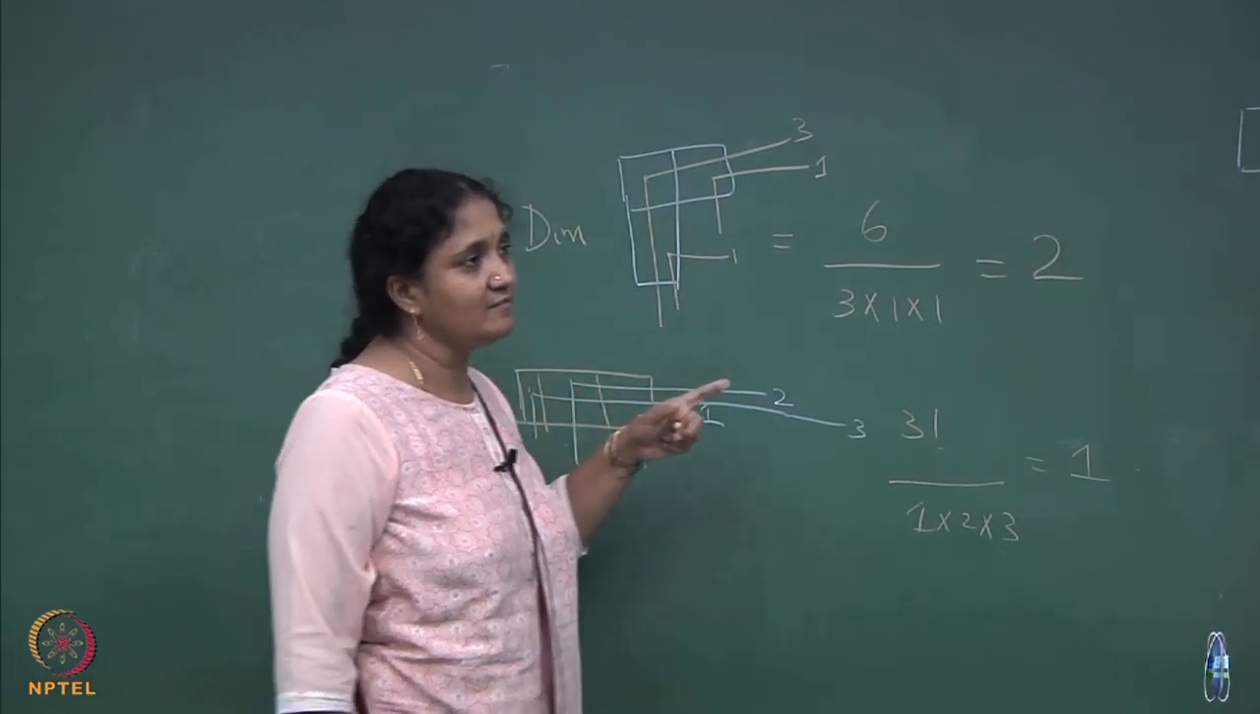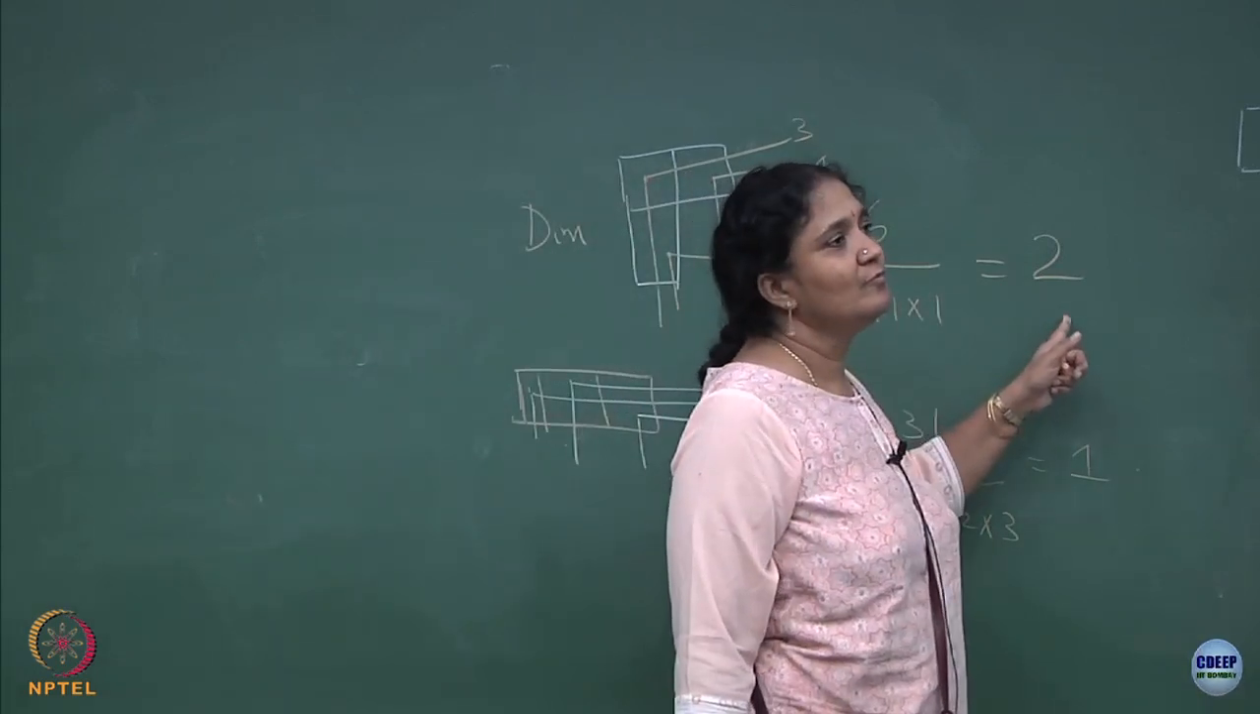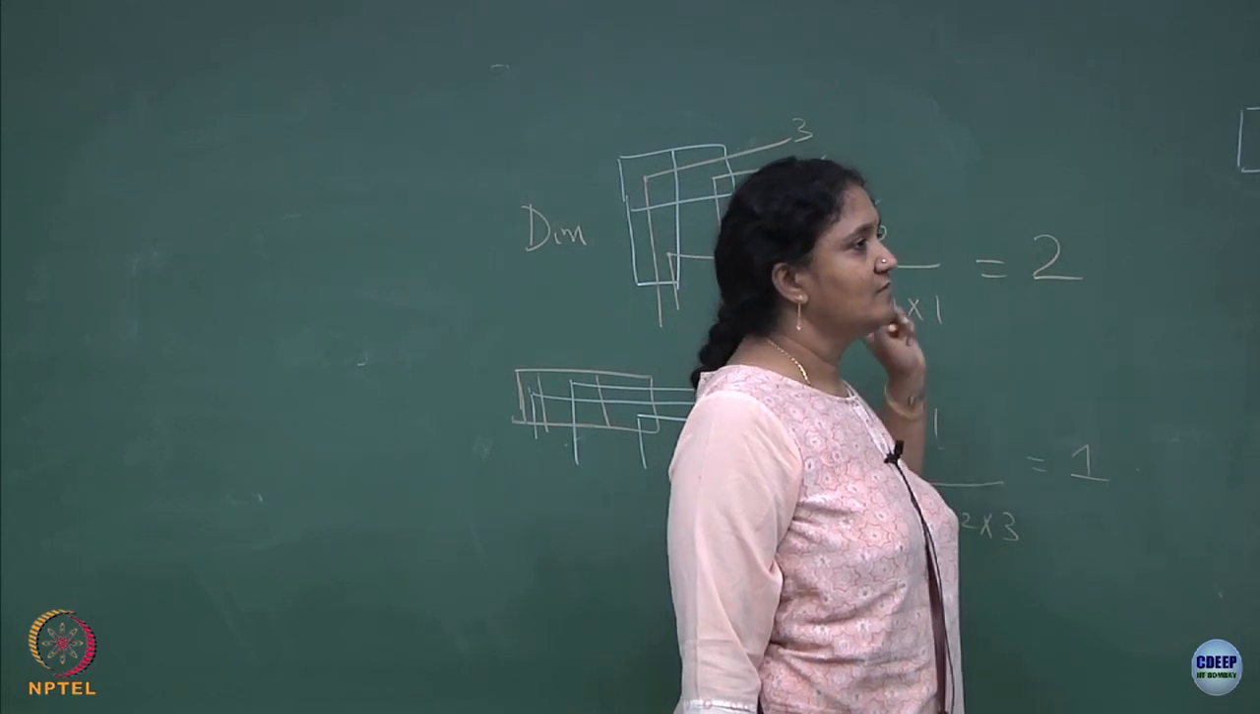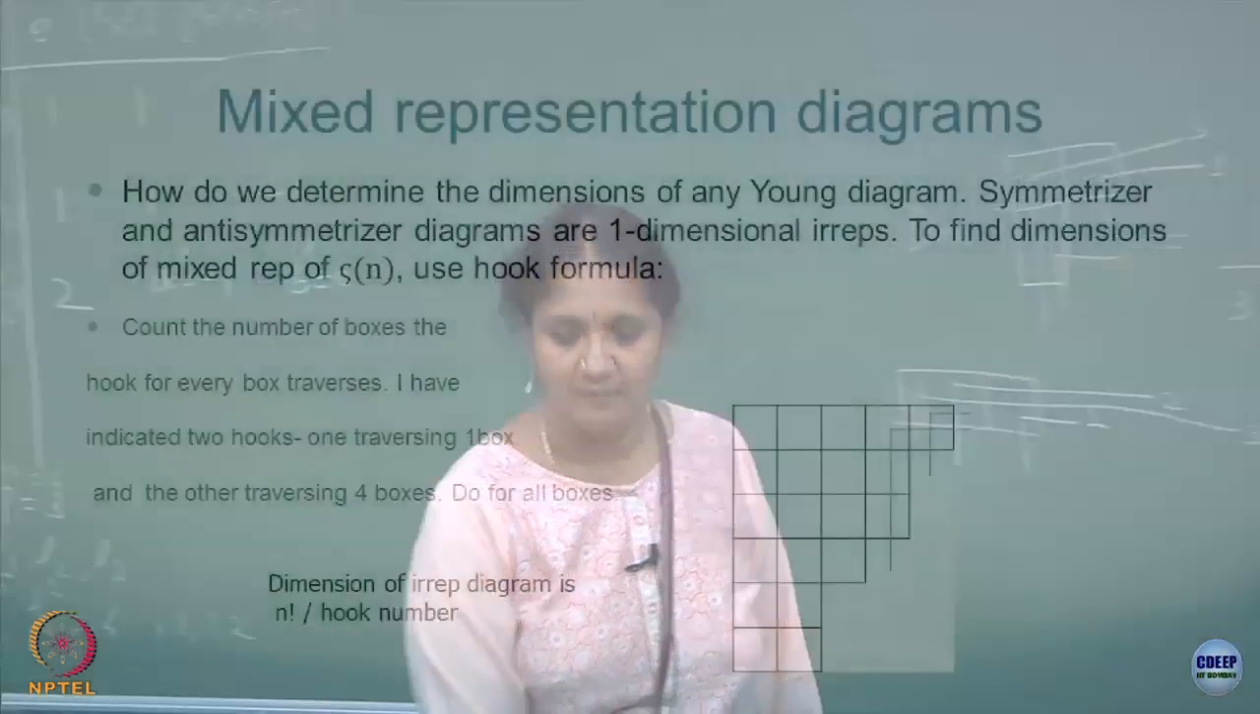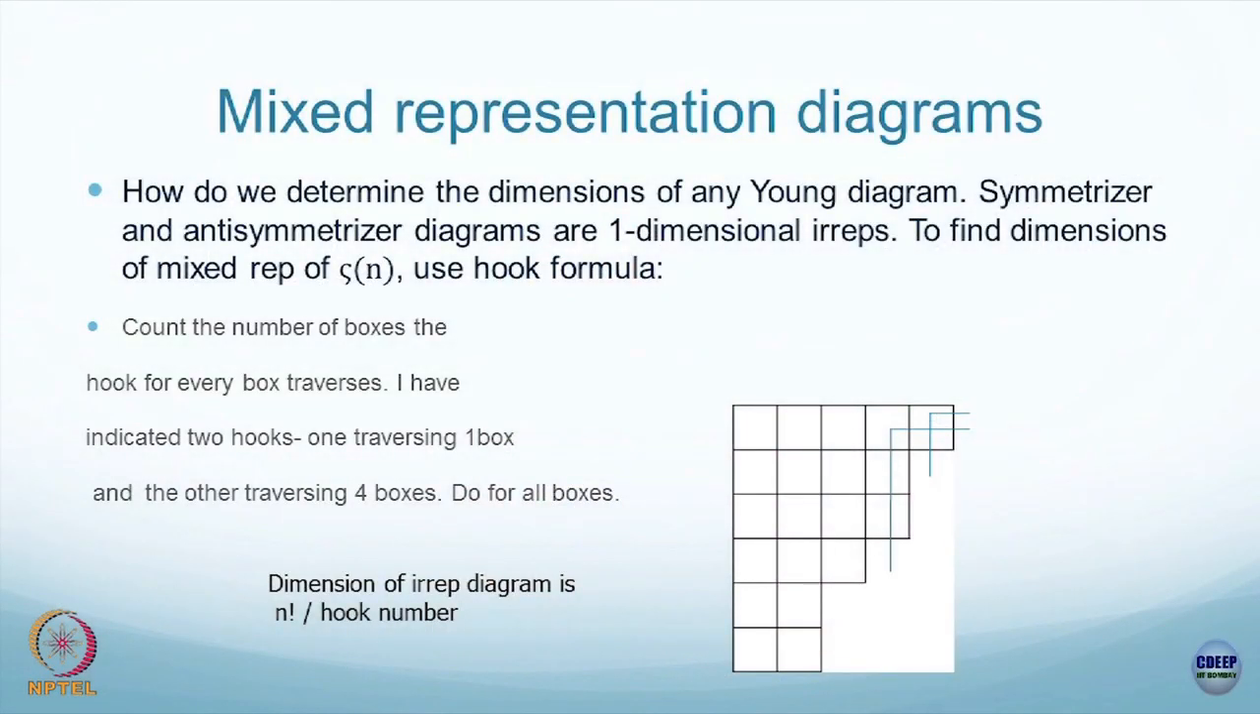What are the dimensions of those matrices? So, this diagram will represent the 2 cross 2 irreducible representation of the symmetric group of degree 3. I put the hook numbers here, and I said that the dimension of the irrep is n factorial divided by the hook numbers. There will be n hook numbers here which you have to multiply and write in the denominator and then figure this out. Someone can quickly do the other one also and check what I am saying is correct. This will have hook numbers 1, 2 and 3. Again, the dimension is going to be 1.